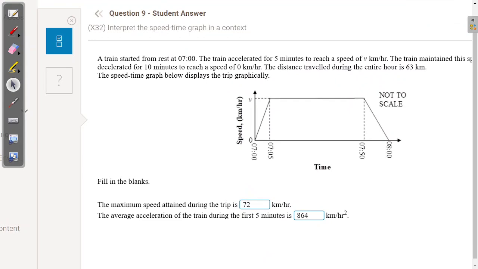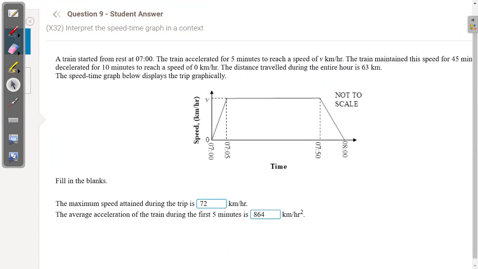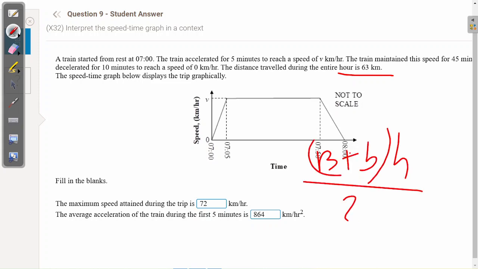This is the same repeated question. The maximum speed is what? They give us the distance and they give us the graph. The distance, we know, is the area under the graph, and the area under the graph here is a trapezoid. So we use the rule big base plus small base times the height over 2 for trapezoids. So you make that equal to 63.